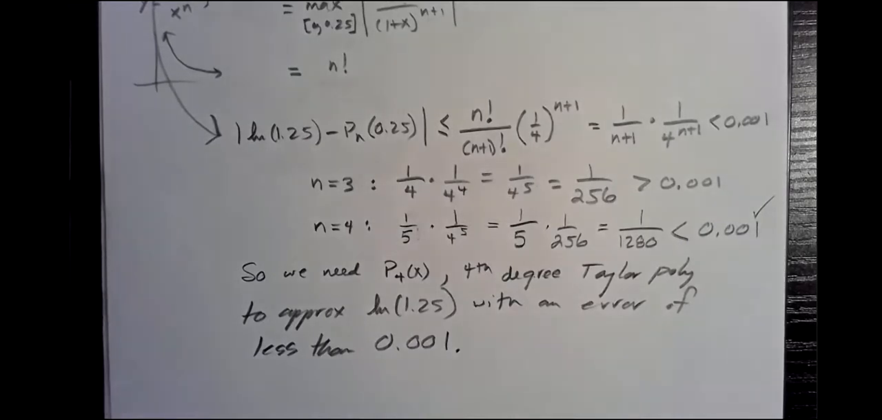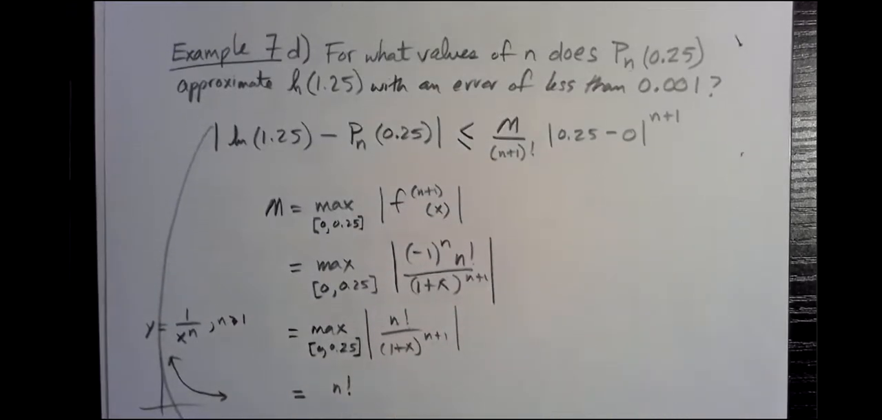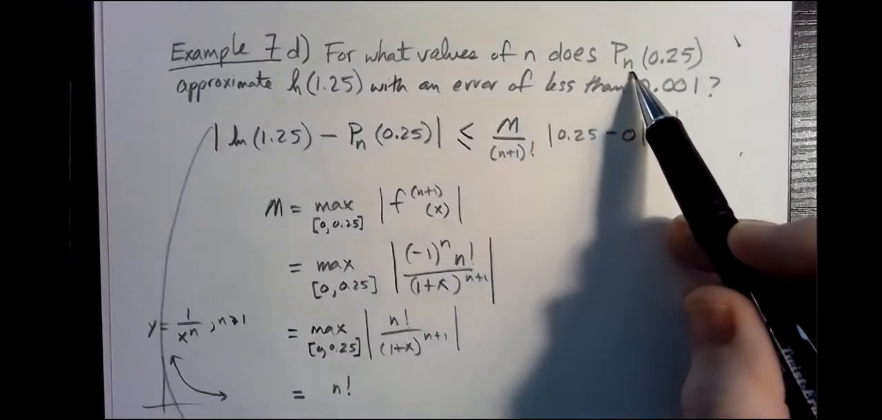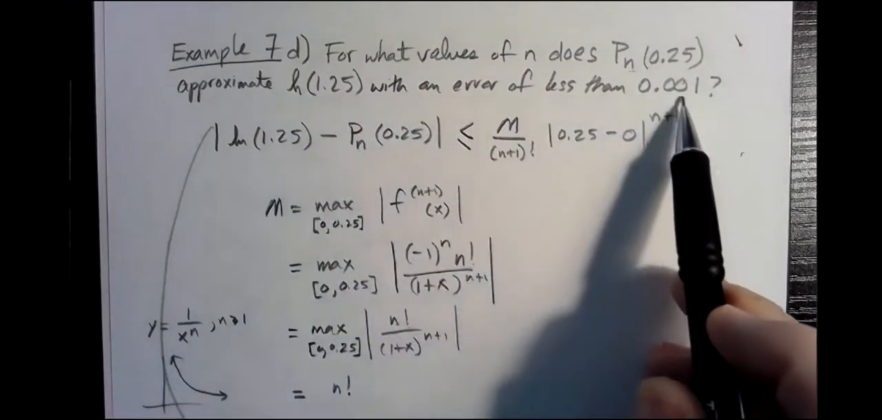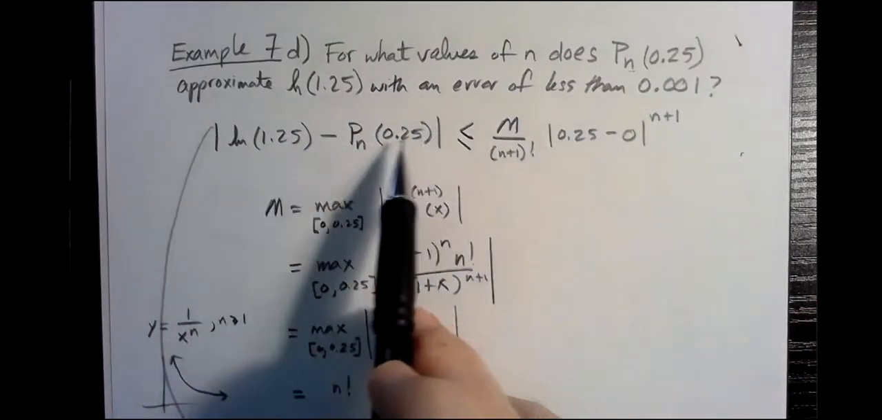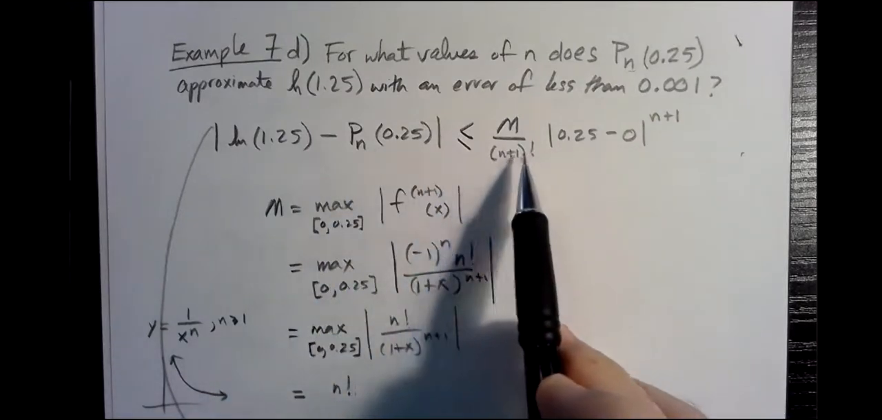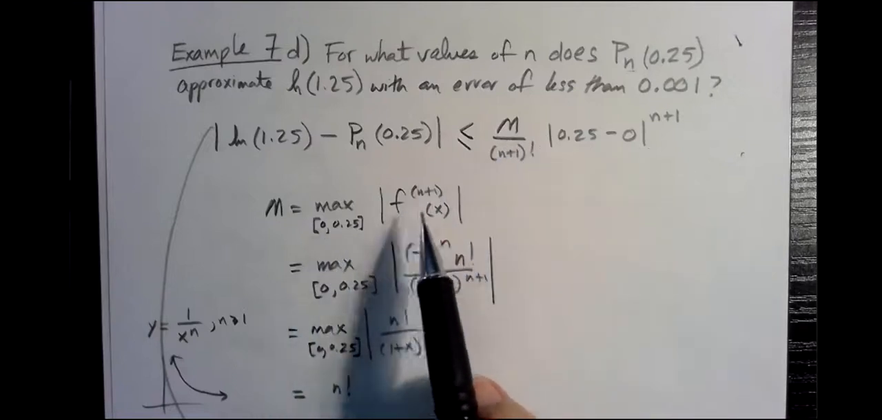Okay. So once again, I want you to pause the video, rewind, and go back through part D of this example and make sure you can follow the logic. So just to summarize, we wanted to find the value of n for which the nth degree Taylor polynomial approximated the natural log of 1.25 with an error of less than 0.001. So we set up our equation for the error, and we know by Lagrange that it's less than or equal to this formula. Well, we needed to know the value of M, so that's the maximum of the n plus first derivative.